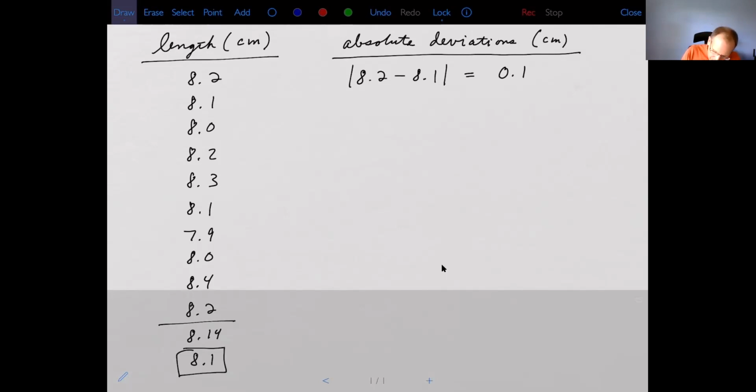Then the next value, I have 8.1 minus 8.1 absolute value. That's going to be 0.0, right? 0, absolute value 0 is still 0. Then I have, say, I'll do one more, 8.0 minus 8.1. Well, that's negative 0.1, but then when I take the absolute value of that, I'm going to get positive 0.1.